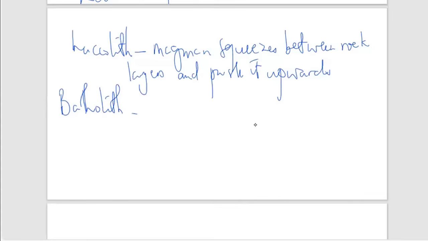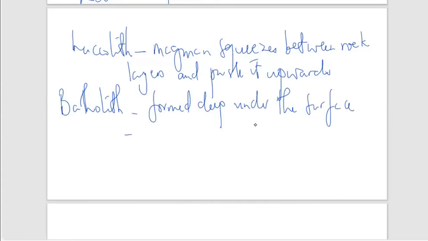How does it form? The batholith, we can say, is formed deep under the surface. It forms at very great depth under the surface, unlike the lacolith, which forms by squeezing in within rock layers. And also, we're looking in terms of the size, you can say this is the largest intrusive landform.